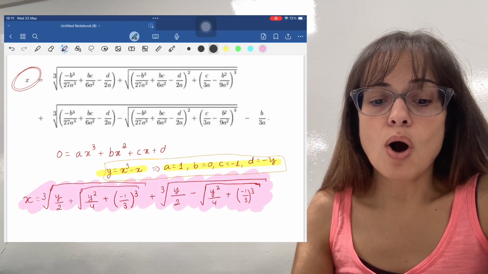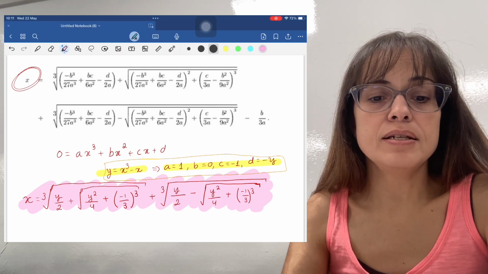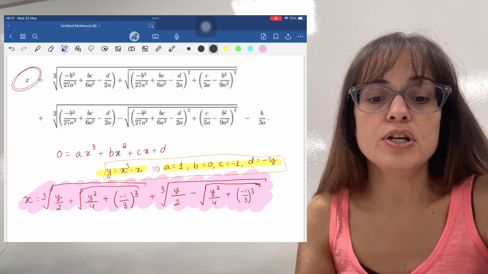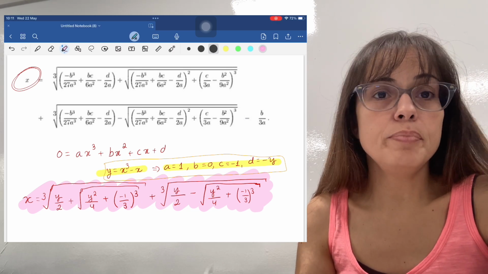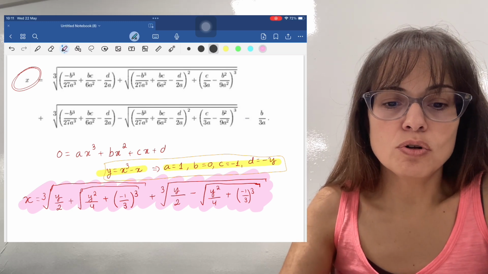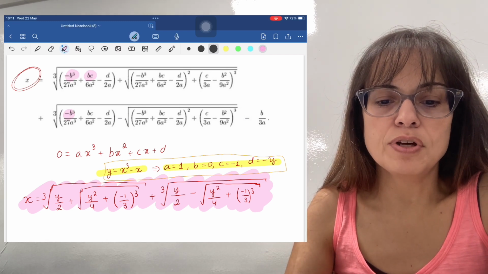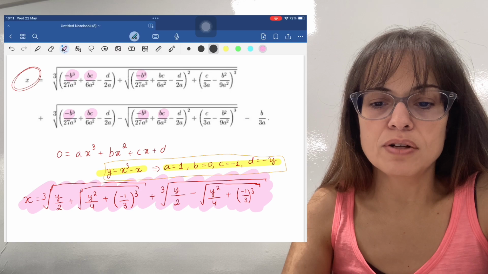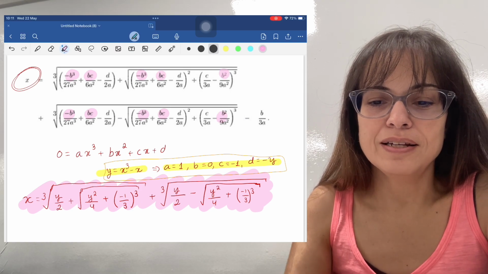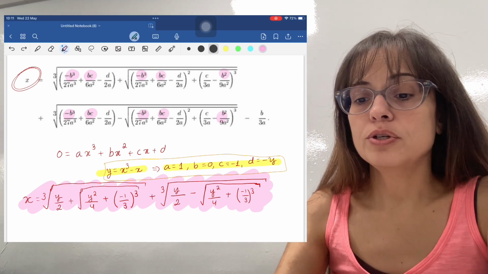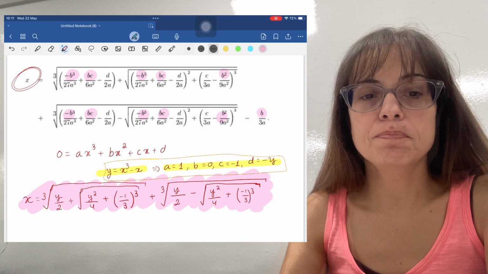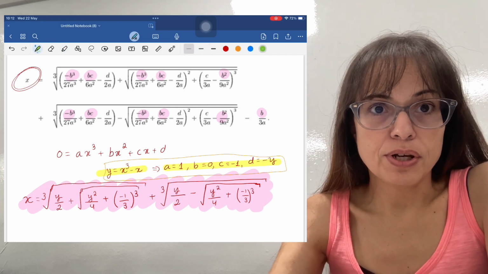It doesn't look quite as complicated as the original thing on the top of the page here because our b is 0. So all of these terms that have a b, all of them become 0. So we have a lot fewer things in our example. We actually don't have this final one here as well, but it is still a very ugly looking thing.